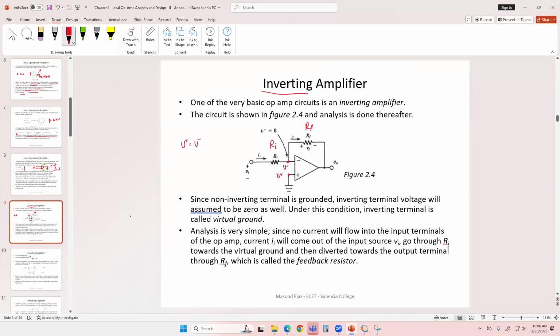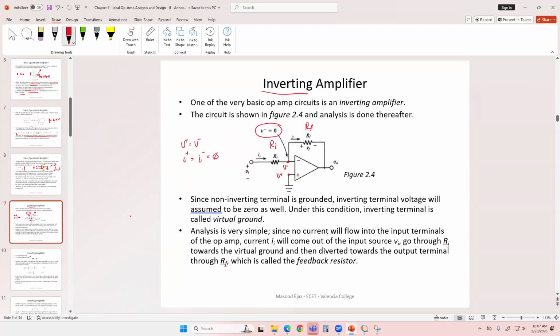And the second assumption is, of course, that the positive current and the negative current, both of them are zero, because the input resistance of the operational amplifier is extremely large and we assume it to be open circuit. So current cannot go in through the input resistance. We're going to use these two assumptions. The first assumption: V positive is equal to V negative. Now V positive is connected to ground. That means our V negative value is also 0.